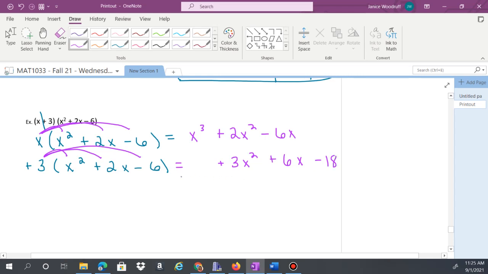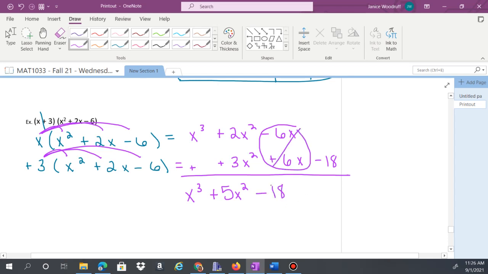And then since I've lined them up, I can just go like this. And then I can add everything. So I have x cubed that comes down. Here I can add the 2 plus 3 will give me a 5 in front of my x squared. These guys, what's that get? Gone, 0, and then minus 18. So there's our answer: x cubed plus 5x squared minus 18.